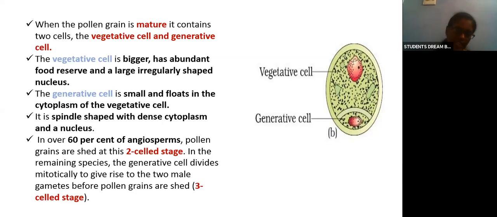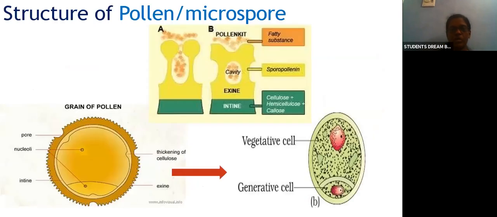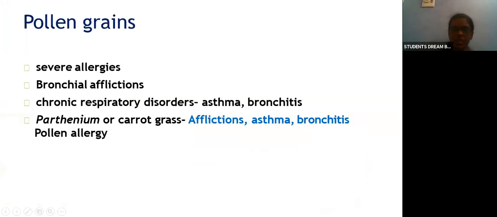So there are two types of stages, two cell stage and three cell stage. In 60% of angiosperms, the pollen grains shed at the two cell stage, whereas in the other remaining ones, it sheds only at the three cell stage. So this is about the pollen grain. These are the pollen structures, the exine and intine we already saw. Once it matures, it will form the vegetative and generative cells. Clear? Now, apart from reproduction, what are the other harms of pollen grains?